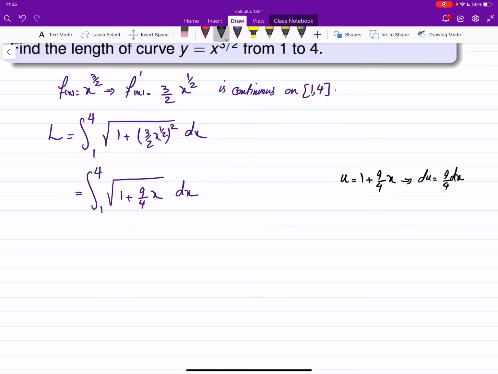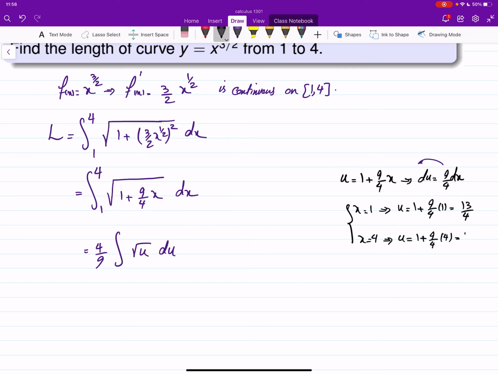and that will give me 4 over 9 integral of root u du. So I multiplied that to the other side and so on. How about the limits of the integral? If x is 1, then u is 1 plus 9 over 4 times 1, which will give us 13 over 4. If x is equal to 4, then u is 1 plus 9 over 4 times 4, which will be 10. So this will be 13 over 4 to 10.